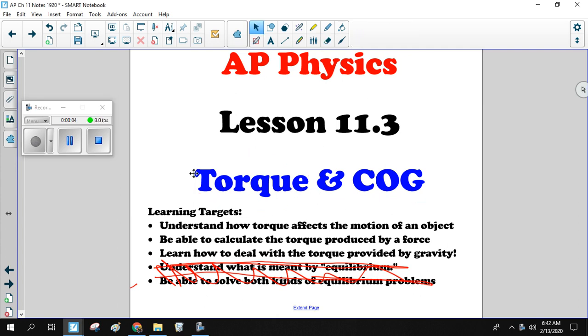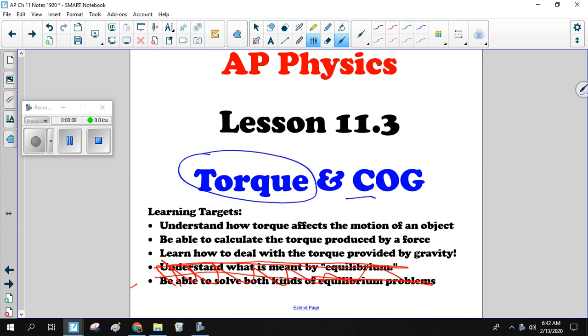All right. So in today's video, we're going to focus on the idea of torque. We'll talk a little bit about center of gravity. By the end of the video today, you should understand how torque affects the motion of an object. You ought to be able to calculate the torque produced by a force, and you should learn how to deal with the torque provided by gravity on an object.